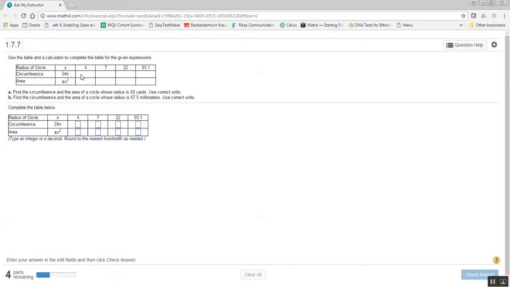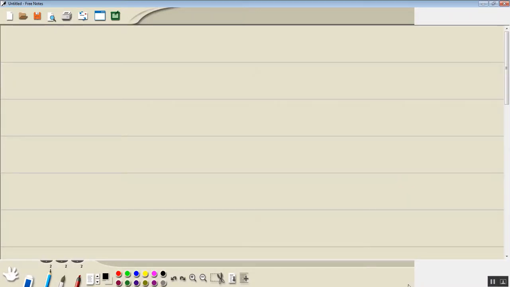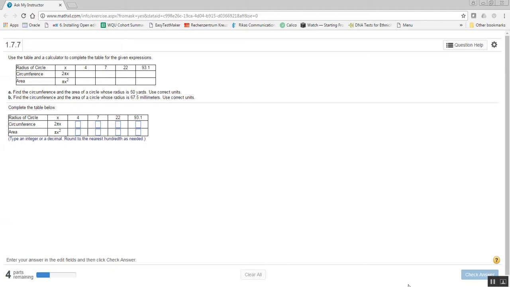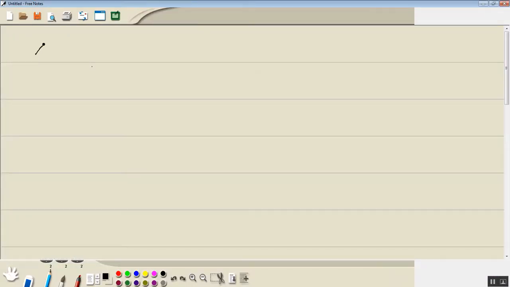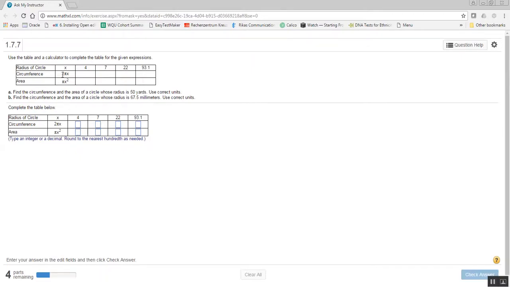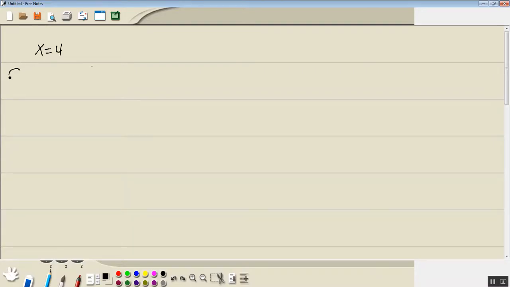So you plug in 4 for the x. Plug in 7 for the x. 22 in for the x. 93.1 for the x. So for example, if I had, for my first one, 4, then the circumference is 2 pi x. So we plug 4 in for the x, and we get 8 pi.